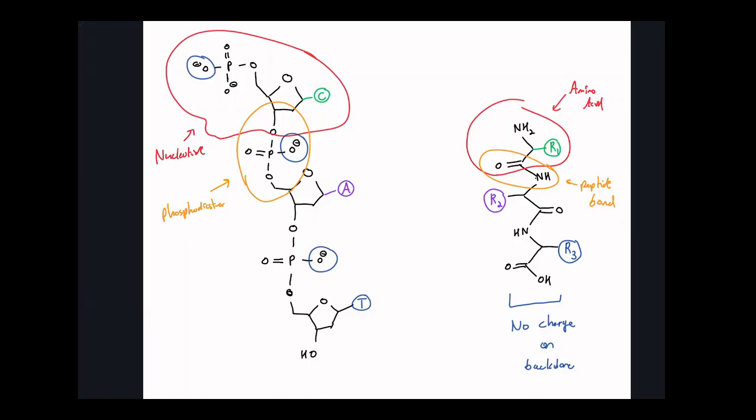There is, however, a lot of hydrogen bonding. We'll talk about that in the next video, and hopefully now you can see the similarities between making polymers for DNA and for protein.